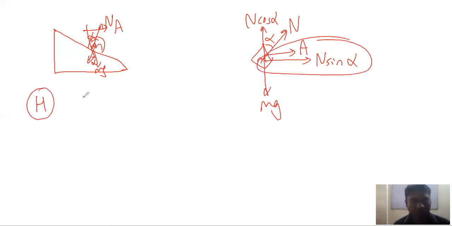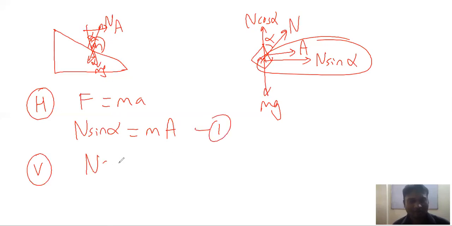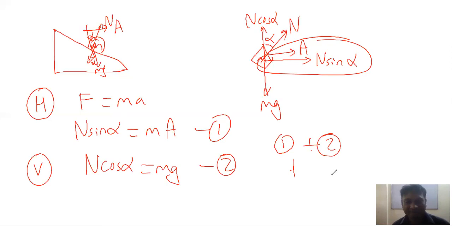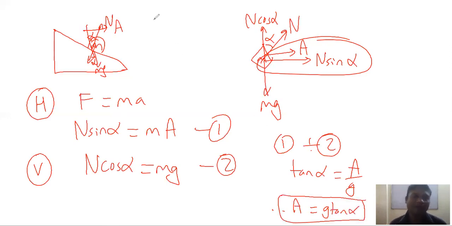Along the horizontal, force is mass into acceleration. So N sin alpha is mass into acceleration. Along the vertical, we have the equation N cos alpha is equal to mg. If I divide these two equations, 1 and 2, I get tan alpha is equal to A by g. Again, giving us the same value, A is g tan alpha. So whether you solve by ground frame of reference or wedge frame of reference, you will get the same answer. So this is how we solve question number 25.